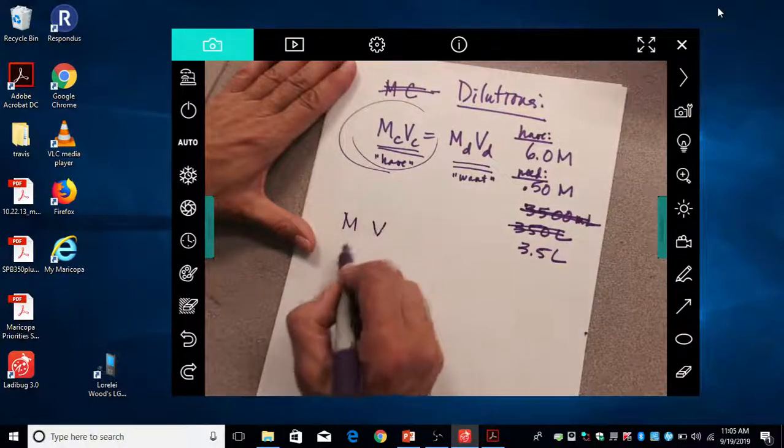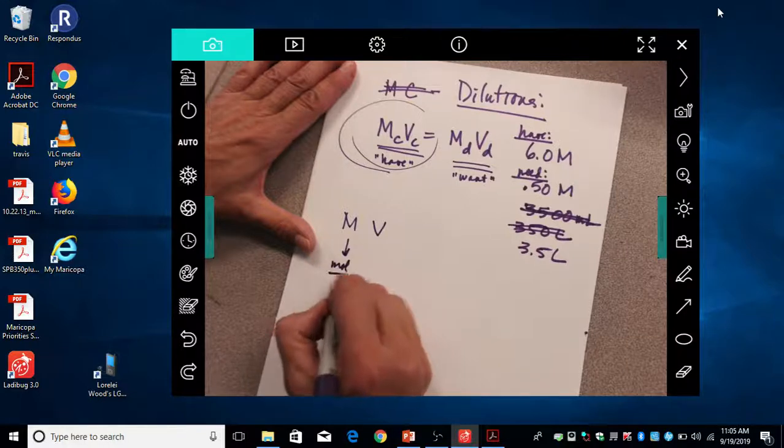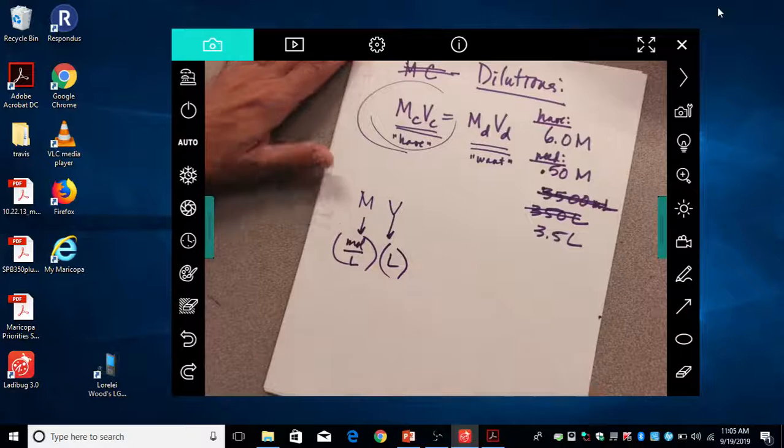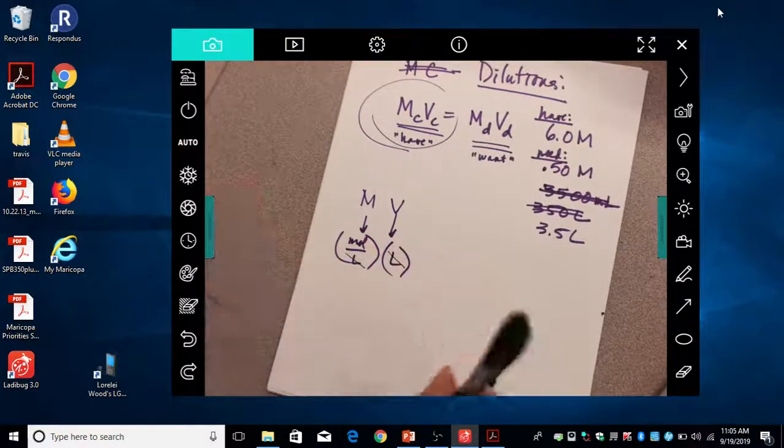Molarity times volume. What are the units of molarity? Moles per liter. What are the units of volume? Liters. When you multiply those two together, what cancels out? Liters. When you make a dilution, you take some aliquot, some sample of the concentrated solution, and you take it out of the bottle, and then you dilute it.